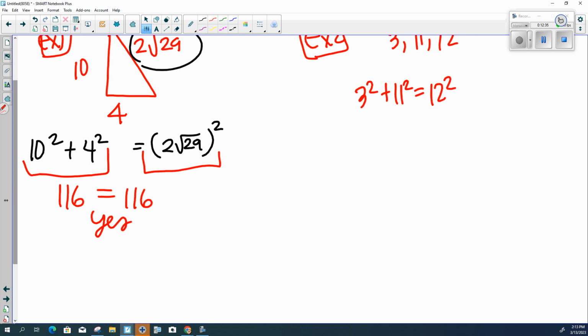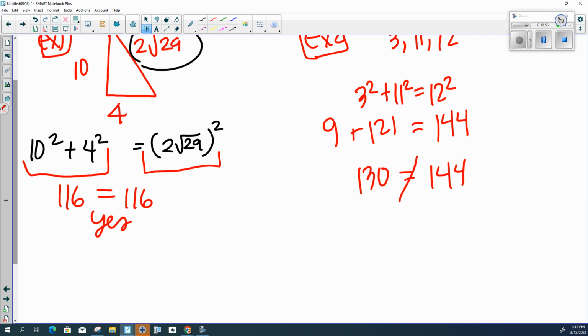I know 12 squared is 144. And this is 121. And this is 9. Are they equal? So you just put a slash through it. They are not equal. No, this is not a right triangle. If it was, the Pythagorean theorem would work on it.